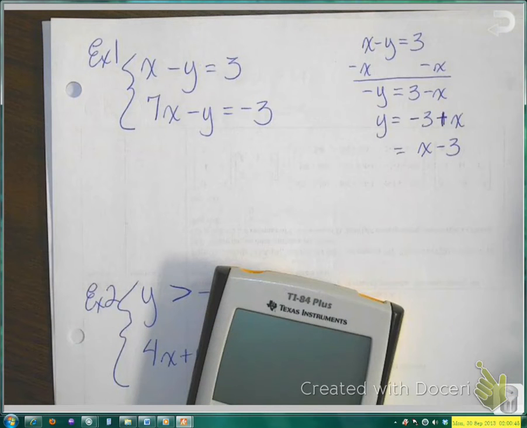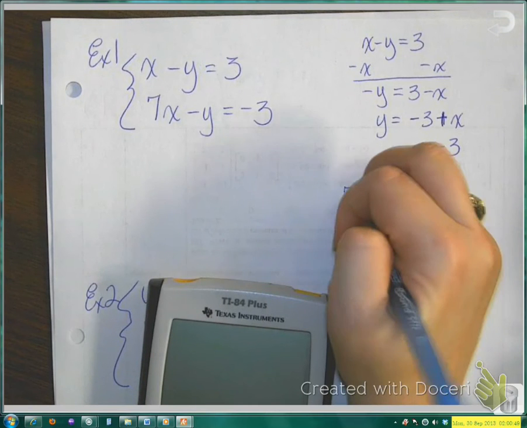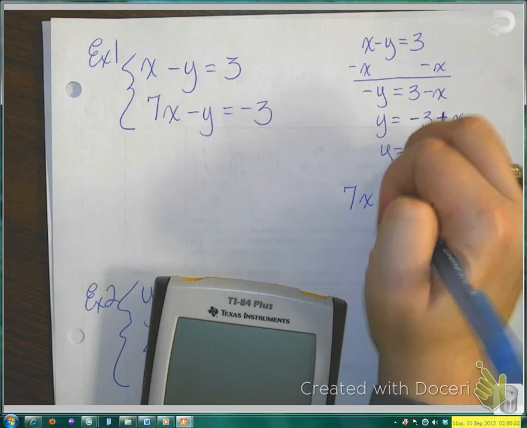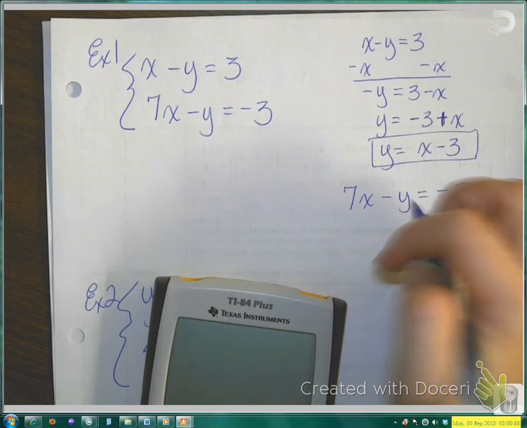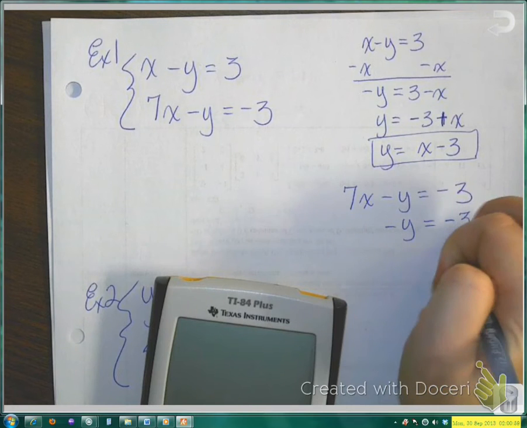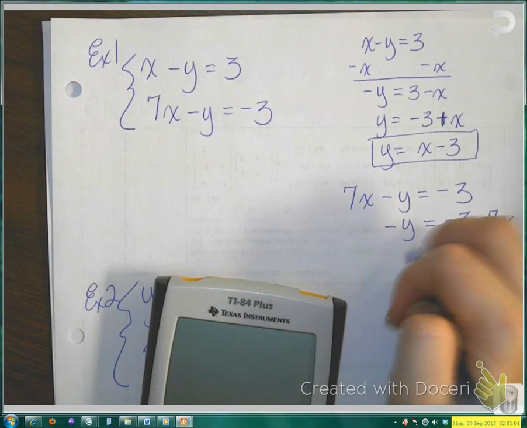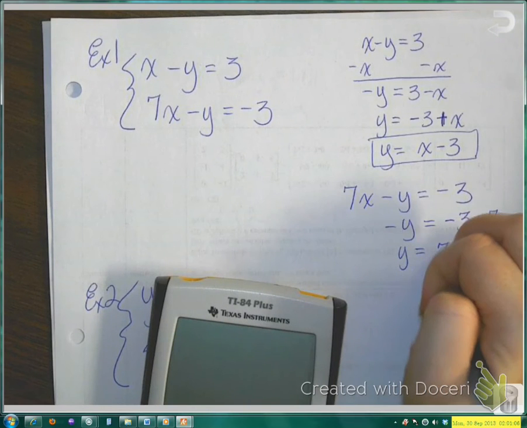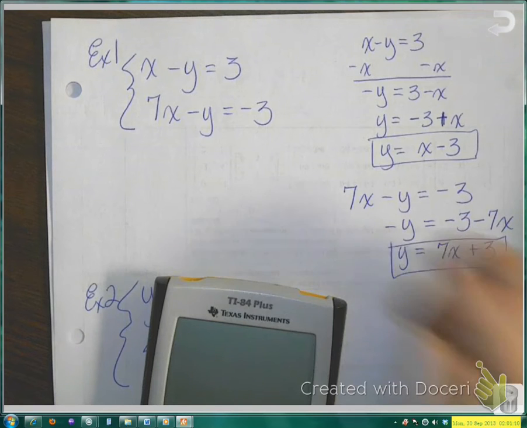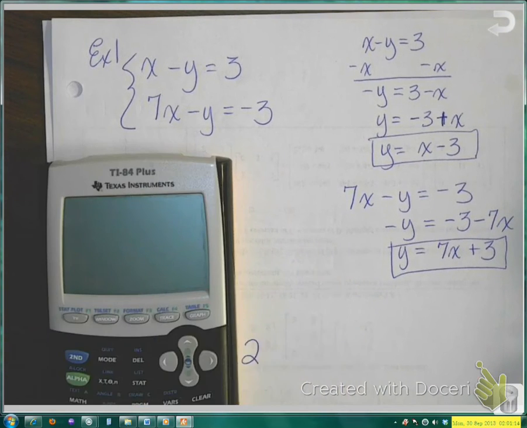Okay. Now the second equation, we're going to do the exact same thing. So I have the 7x minus y equals negative 3. Let me put a little box around that so I know it's one of my equations. We're going to subtract that 7x to move it over to the other side, and then divide by a negative 1. So I get positive 7x plus 3. So those are my two equations. The question is, what is the solution to my system?